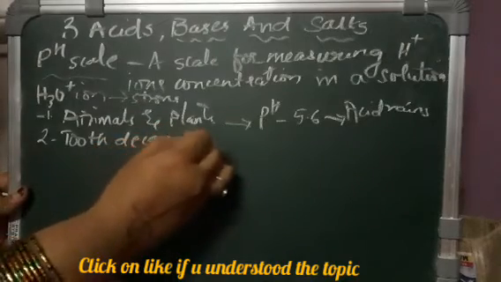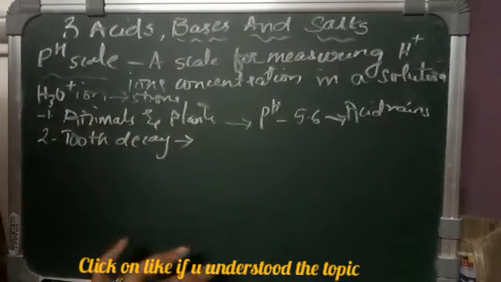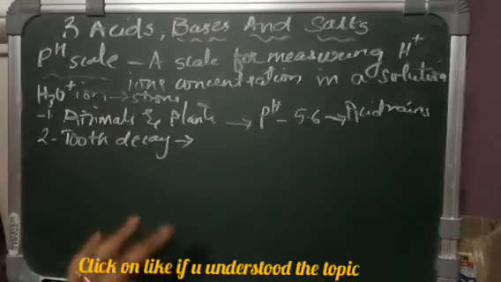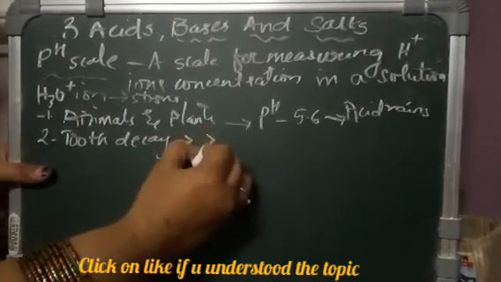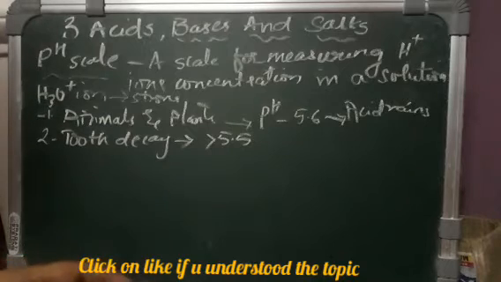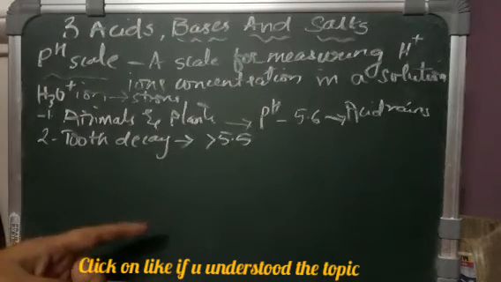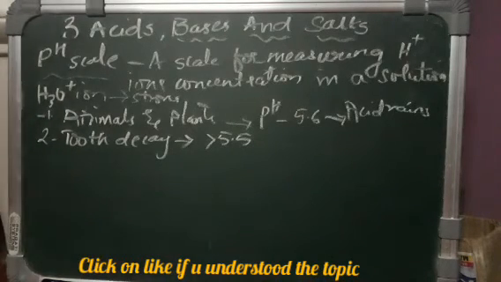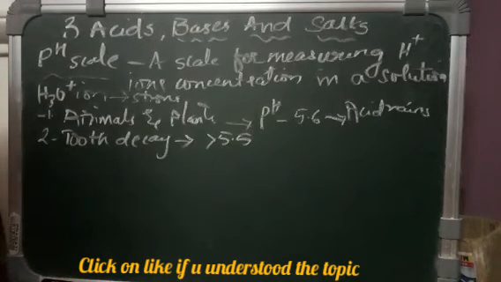What is the reason? Tooth decay starts when the pH of the mouth is lower than 5.5. Tooth enamel, made of calcium phosphate, is the hardest substance in the body. It does not dissolve in water but is corroded when the pH in the mouth is below 5.5.